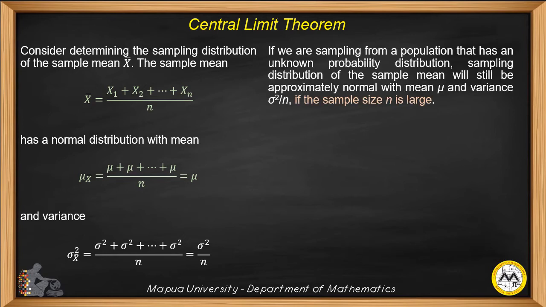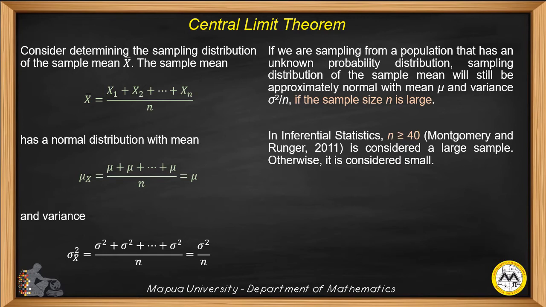So if we are sampling from a population that has an unknown probability distribution, the sampling distribution of the mean will still be applicable, or will be approximately normal, with the mean mu and variance sigma squared over n if the sample size n is large. So it would approach a normal distribution if we take n to be significantly large.